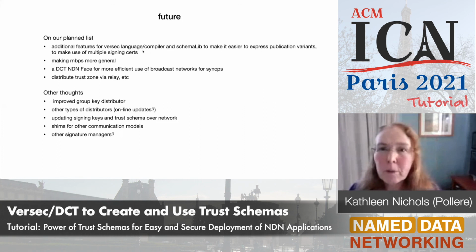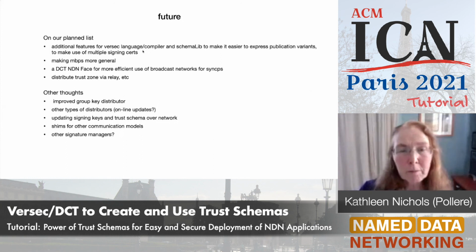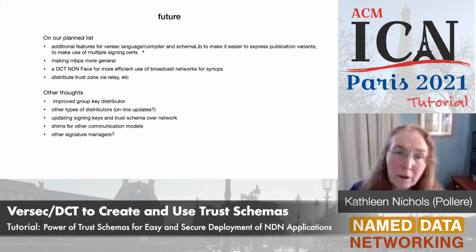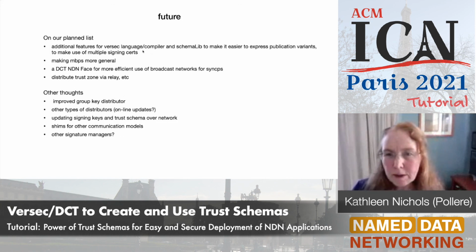On the planned list that we have are things like some additional features for the Versec language and compiler. And as I said, every time I try something new, Van gives me a new feature. And for the schema lib, maybe some new features to make it easier to express different publication variants, and also this issue that Lan brought up, to be able to make use of having multiple signing certs, multiple identities, so to speak, or which key do I use now?